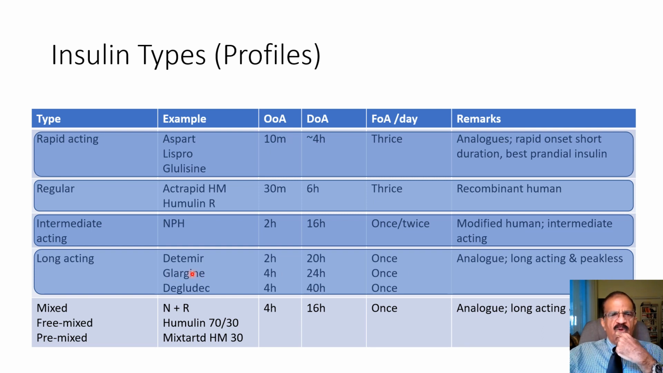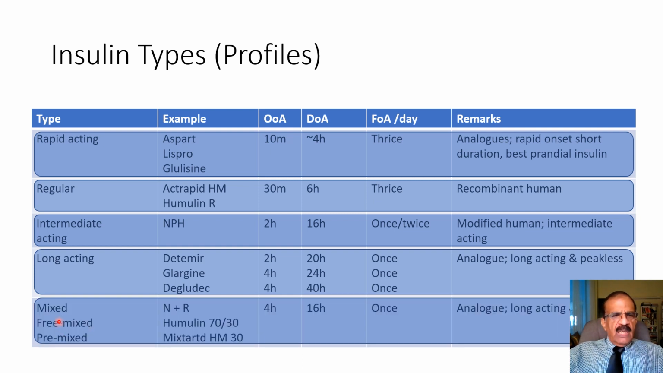Glargine comes in two forms. One is Glargine U100 and the other one is Glargine U300. Although it is the same Glargine, it is concentrated, and the profile of Glargine U300 is almost similar to the profile of Degludec. So they are very, very long acting and almost completely without a peak. Then we have mixed insulins. Mixed insulins are of two types. One is free mixed. That means we have insulin N, which is NPH, and we have insulin R, and immediately before injecting we can mix them as prescribed by the physician.